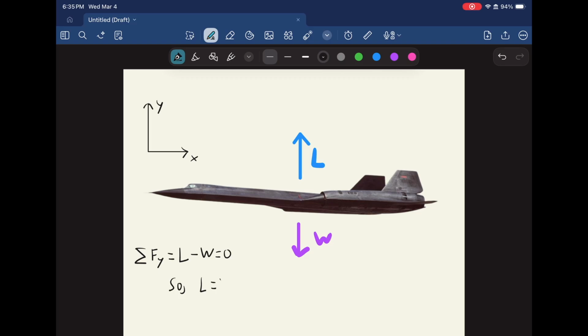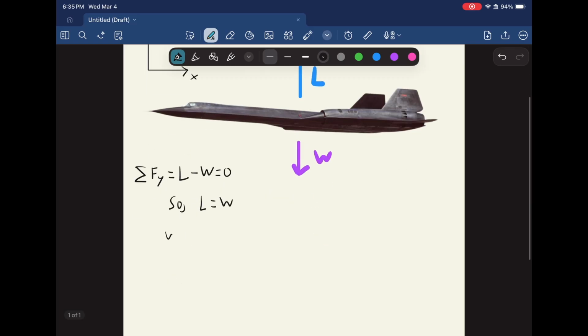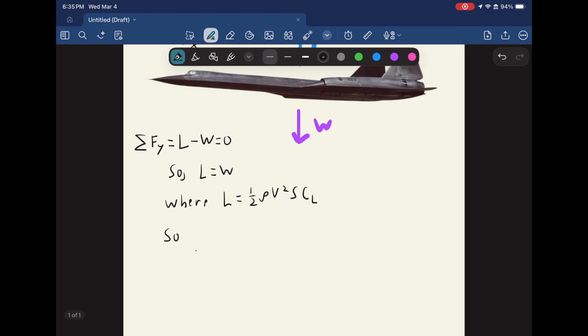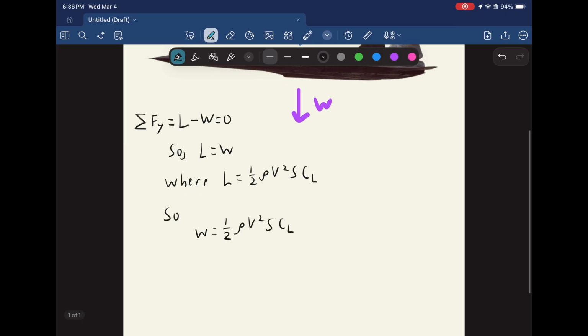We can then define that lift equals weight, where lift, L, is equal to 1/2 rho, the density of the air, v squared, which is our velocity, times S, which is the surface area of the wings, times C_L, which is our coefficient of lift. And because L equals W, we can then define W equal to the same formula, 1/2 rho v squared S C_L.